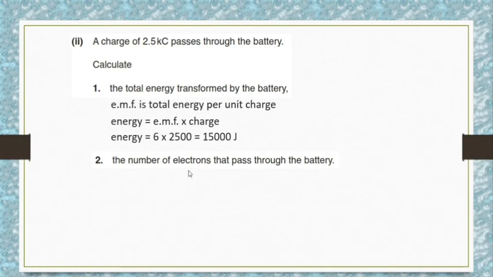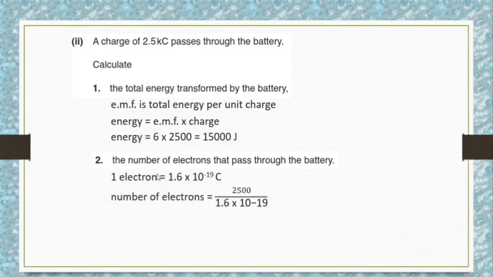For the number of electrons that pass through the battery, we can use this information. One electron has a charge of 1.6 times 10 to the minus 19 coulomb. So when we want to find the number of electrons, it will be the total charge, 2500, divided by the charge of one electron. It will be 1.56 times 10 to the 22 electrons, or if you want to write it in significant figures, it will be 1.6 times 10 to the 22 electrons.